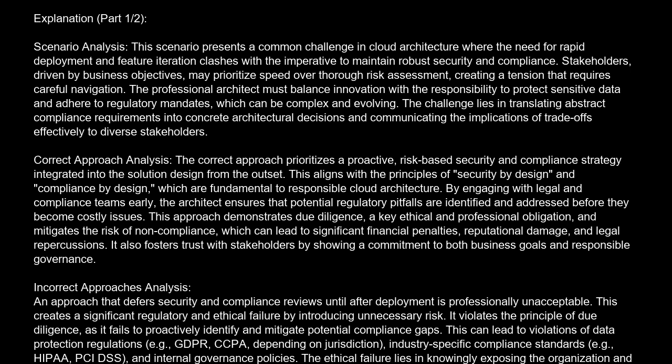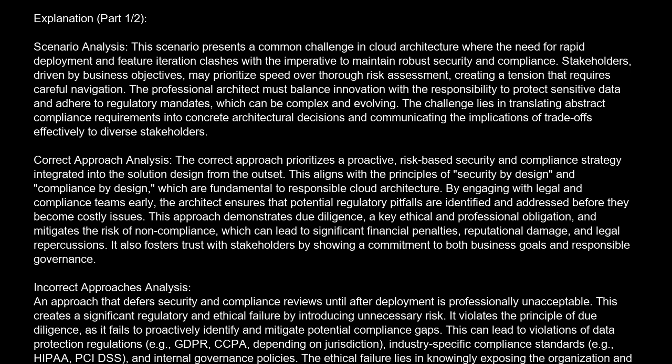Explanation: scenario analysis. This scenario presents a common challenge in cloud architecture, where the need for rapid deployment and feature iteration clashes with the imperative to maintain robust security and compliance. Stakeholders, driven by business objectives, may prioritize speed over thorough risk assessment, creating a tension that requires careful navigation. The professional architect must balance innovation with the responsibility to protect sensitive data and adhere to regulatory mandates, which can be complex and evolving. The challenge lies in translating abstract compliance requirements into concrete architectural decisions and communicating the implications of trade-offs effectively to diverse stakeholders.